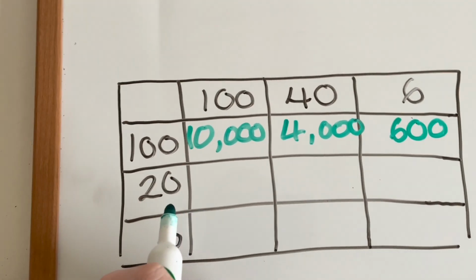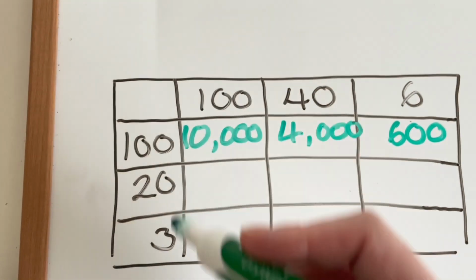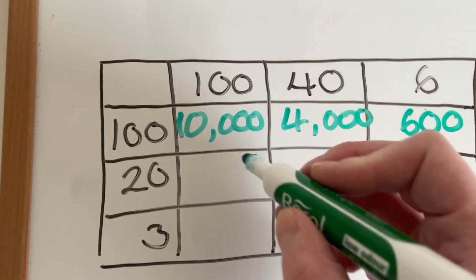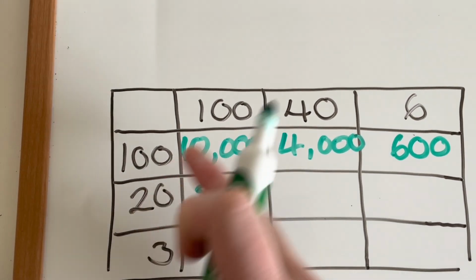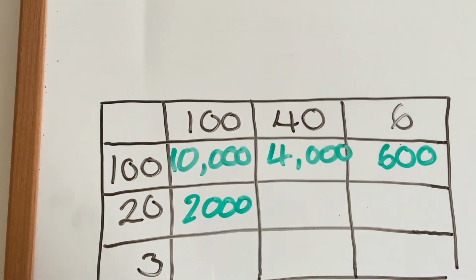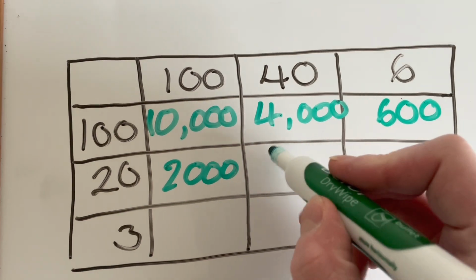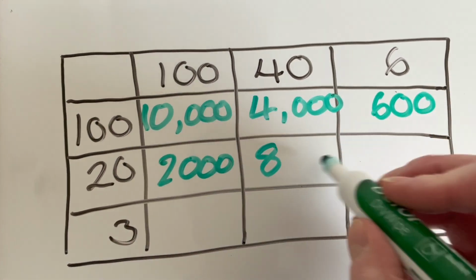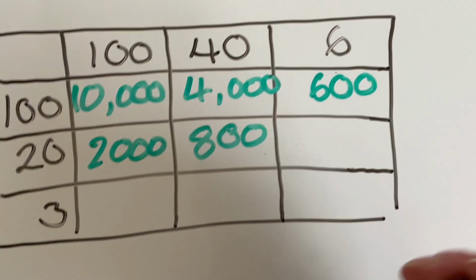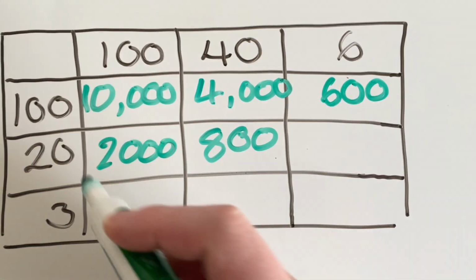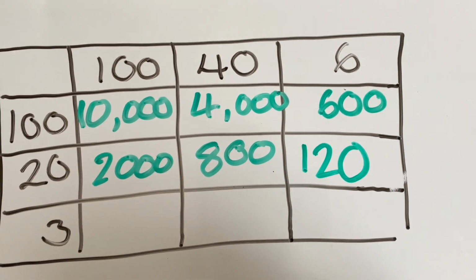Okay, middle row now, 20 times 100. So 2 times 1 is 2, add the 3 zeros, 2,000. We can do the same kind of idea here. 2 times 4 is 8. 2 zeros, 800. Then the last one on this row, 20 times 6, which is going to be 2 times 6 is 12, add the 0, 120.